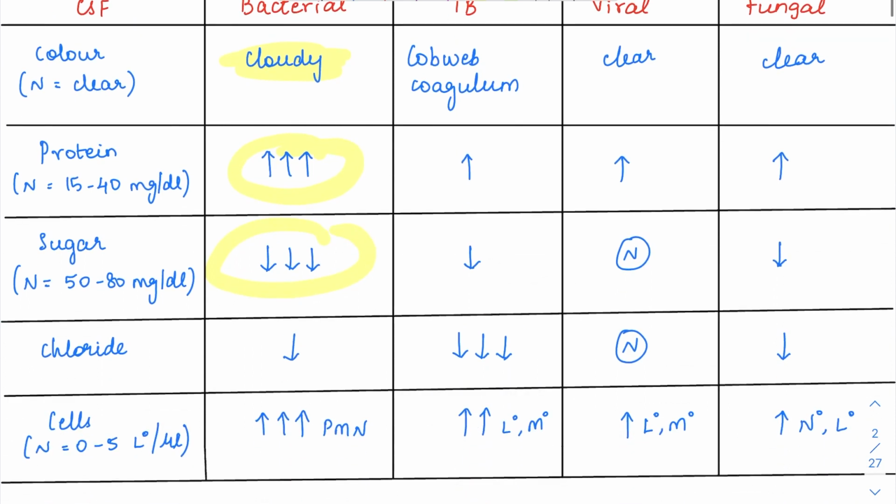Then chloride levels will be decreased in bacterial, and since it is a bacterial infection, obviously a neutrophilic infiltrate will be there. So lots of neutrophils will be seen in CSF microscopic examination. So these are the classical features of bacterial meningitis.